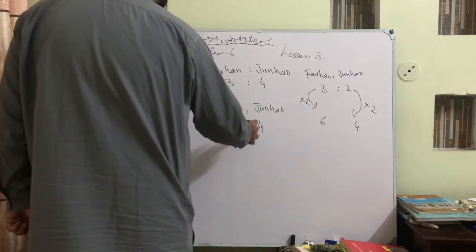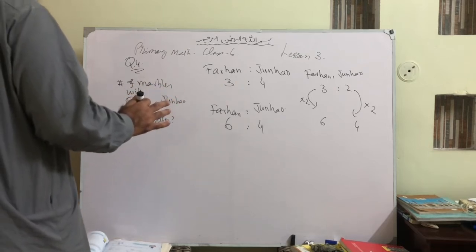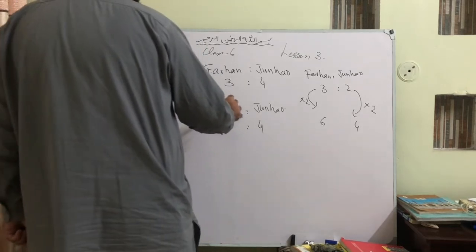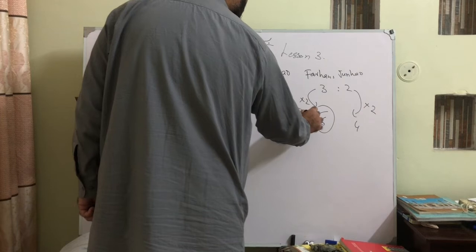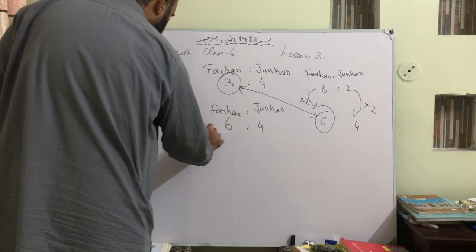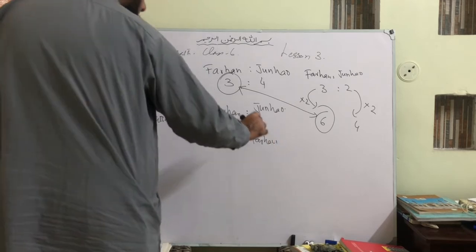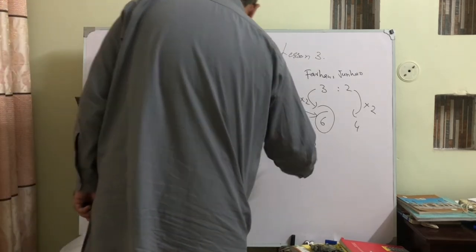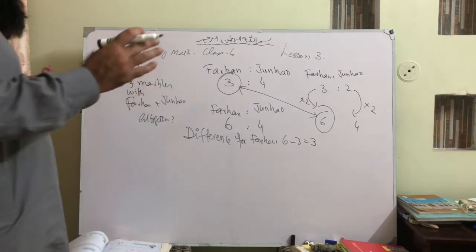Farhan is having 6 and Junhao is having 4 in the new ratio. Now we need to see what is the difference for Farhan. Farhan is having 3 here and 6 here. So the difference for Farhan is 6 minus 3, which is equal to 3. And what was the difference in the number of marbles? 15. He bought 15 more marbles.